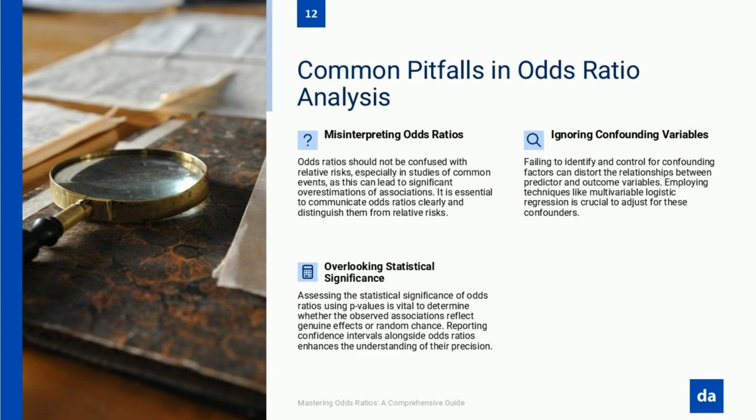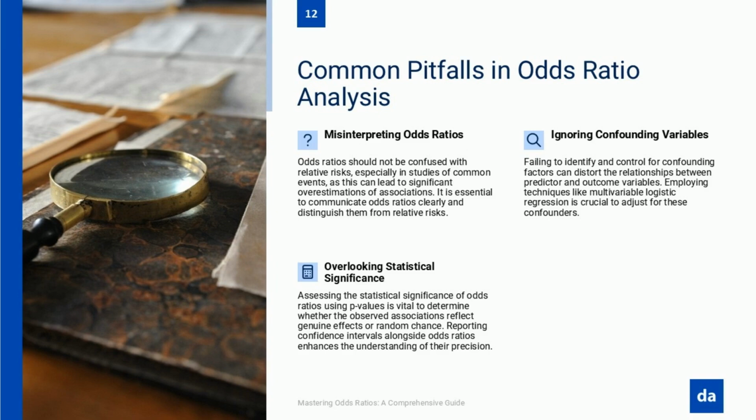The rarity or commonness of an outcome can also affect the validity of odds ratio interpretations. When dealing with rare outcomes, odds ratios can provide a reasonable approximation of relative risk. However, for common outcomes, typically those occurring in more than 10% of the population, odds ratios can substantially overestimate the relative risk, leading to exaggerated conclusions about the strength of associations. To address this limitation, researchers should consider alternative measures such as risk ratios or risk differences when analyzing common outcomes.